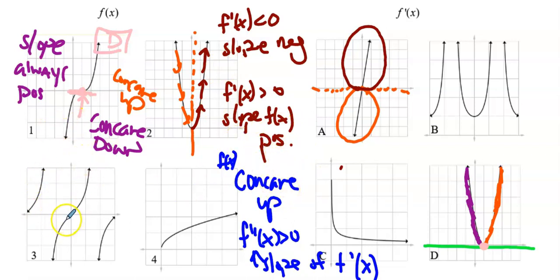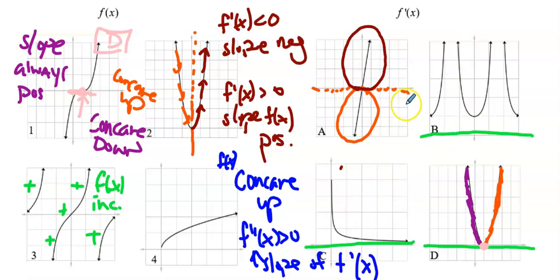So let's look at example number 3 and talk about this one. Notice that for number 3, it's always increasing. So we always want to look at slope first. The slope here is positive. The slope here is positive. Slope is positive. So that means that f of x is always increasing here, here, and here. So it's going to be above the x-axis. Well, both of these are above the x-axis, so we've got to go a little bit further with this.